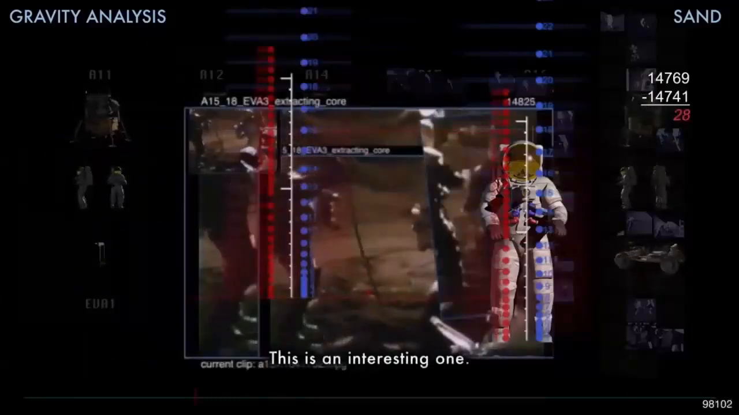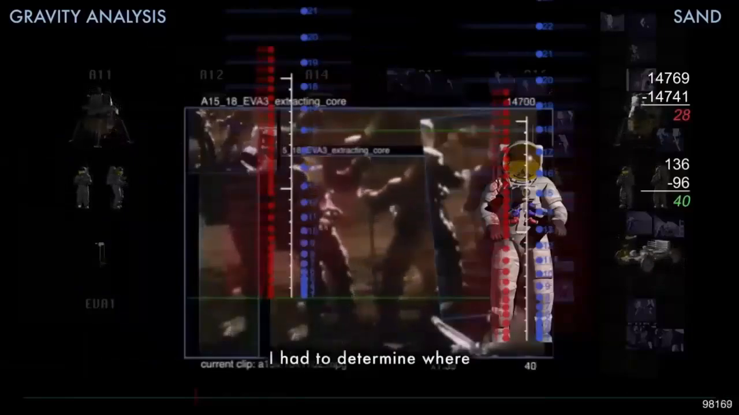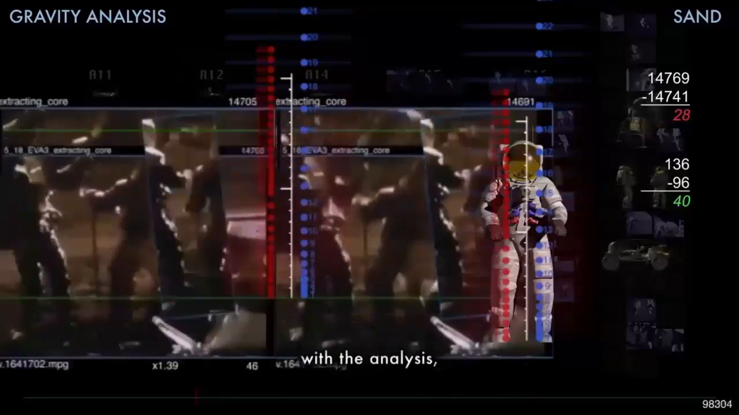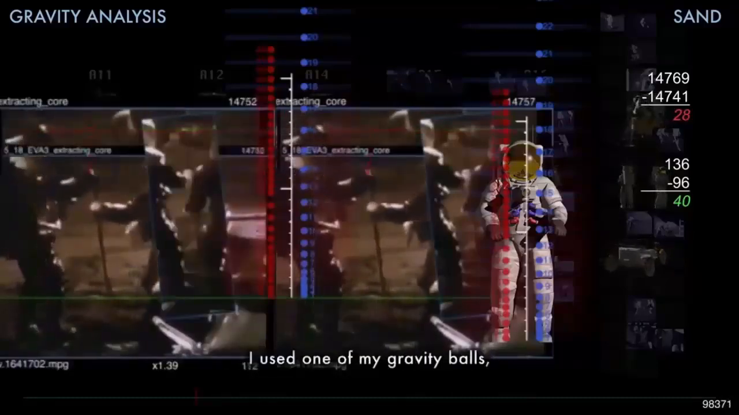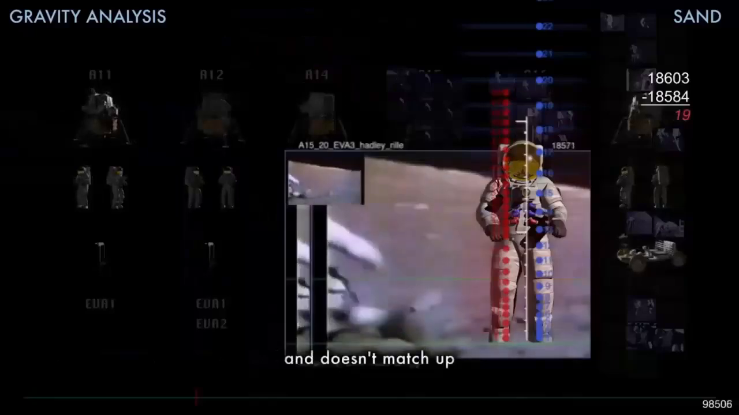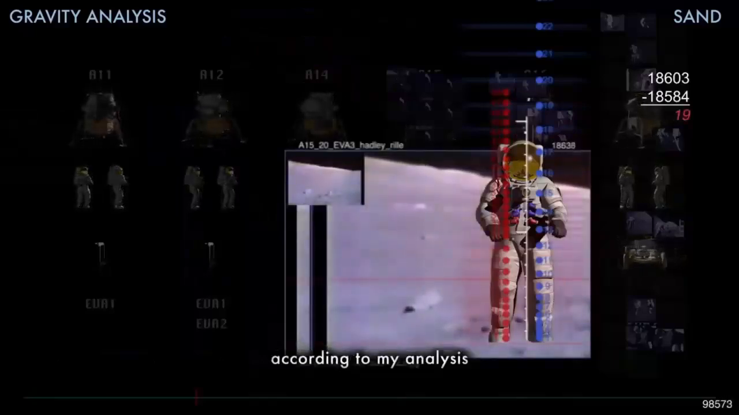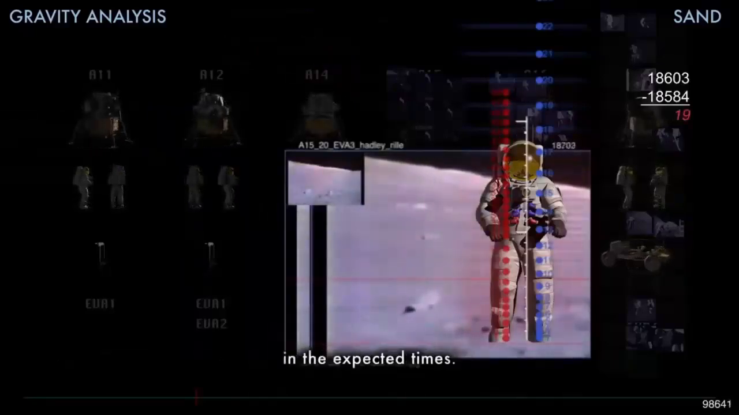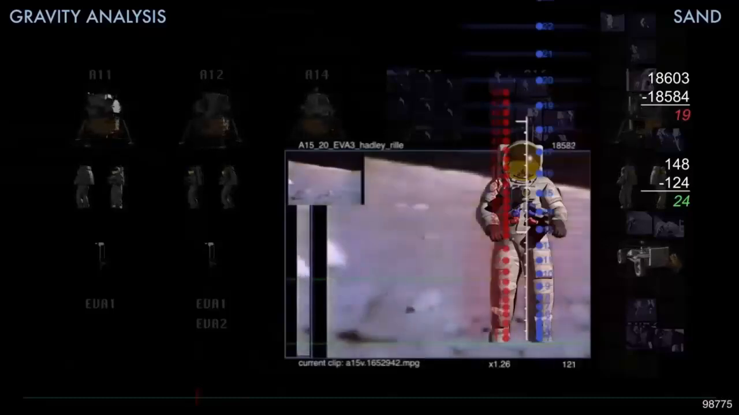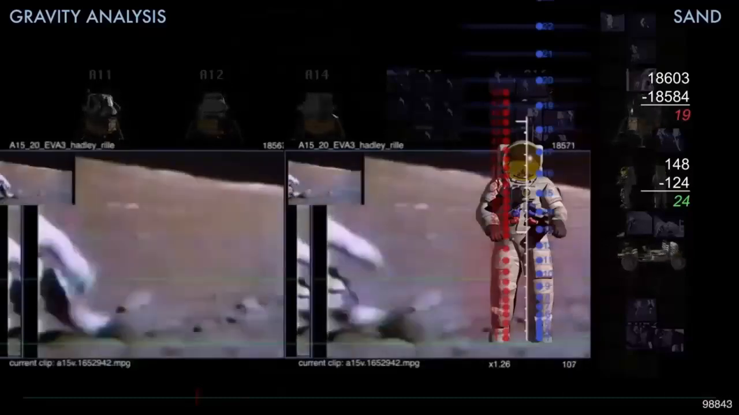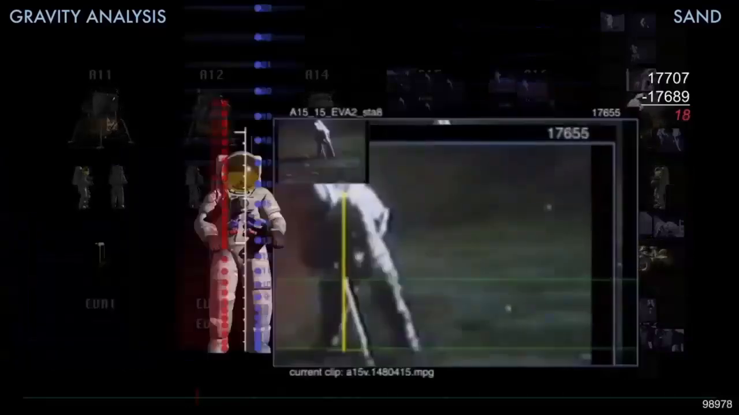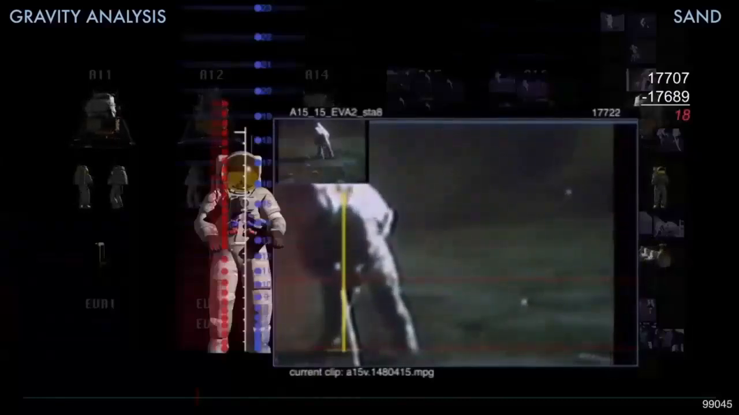This is an interesting dilemma. I had to determine where the top of the instrument was, and then to help aid myself with the analysis, I used one of my gravity balls. And you can see it matches up. It doesn't match up, according to my analysis, in the expected times. And here are a few examples of an astronaut falling down, kicking up sand. And here, scooping and tossing sand with a shovel.